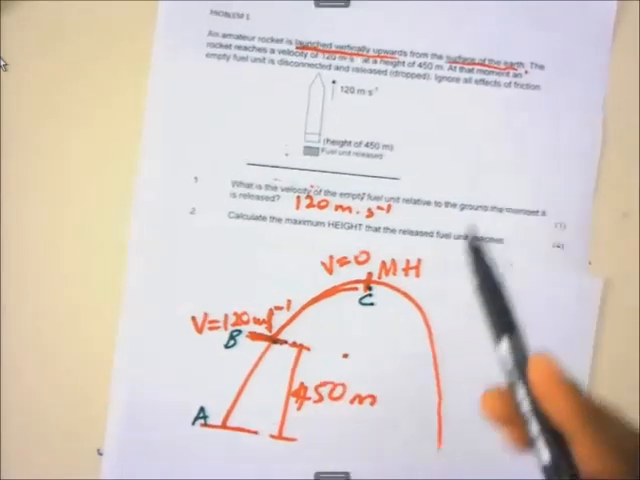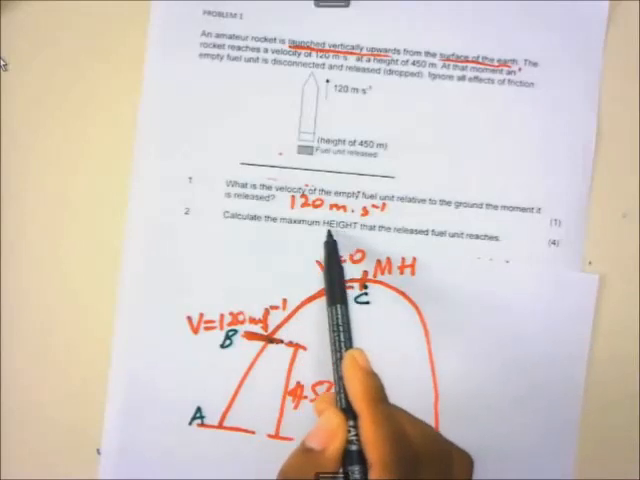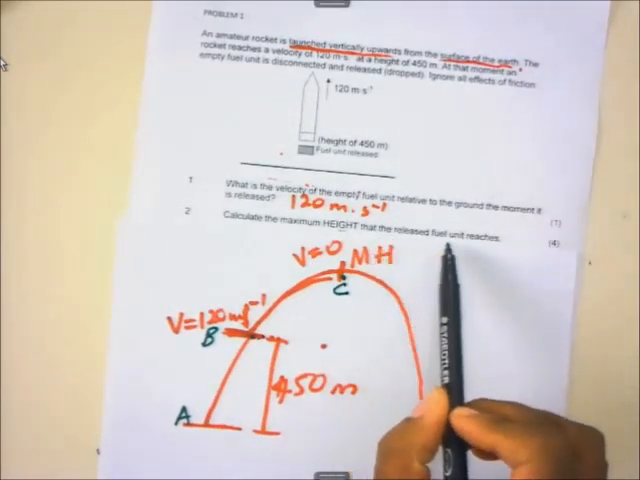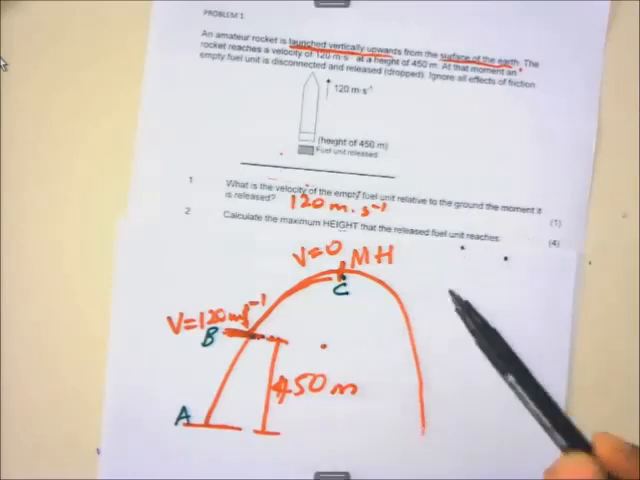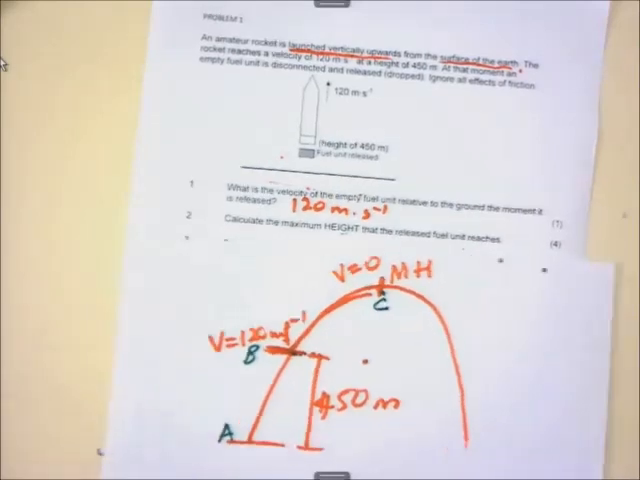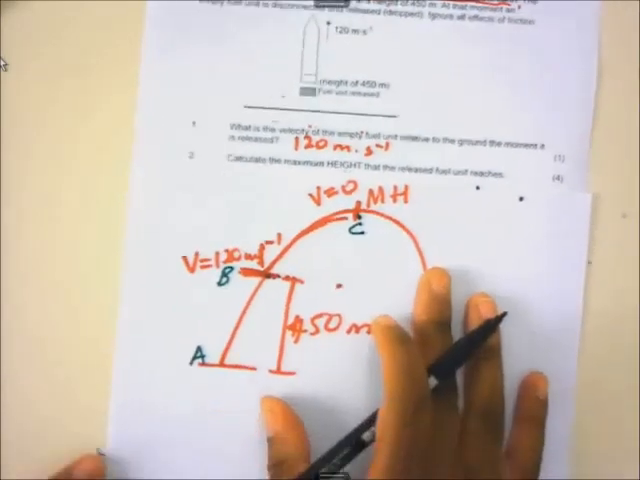Then, what does this mean? The question said, calculate the maximum height. So, which means that the released fuel unit reaches... then, which means we are going to calculate what? Delta y.